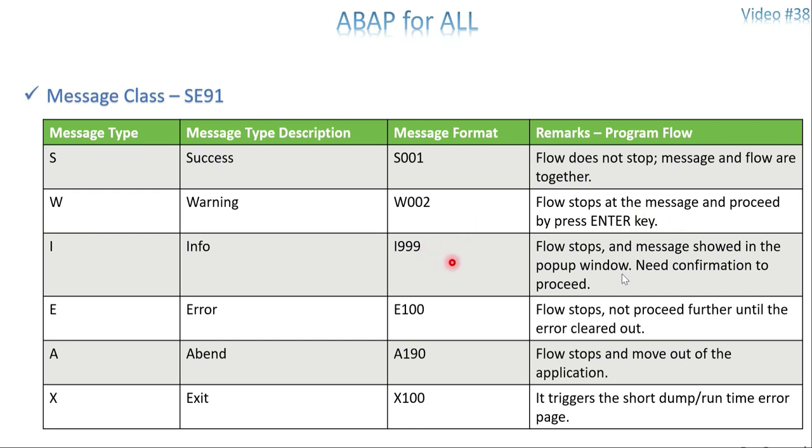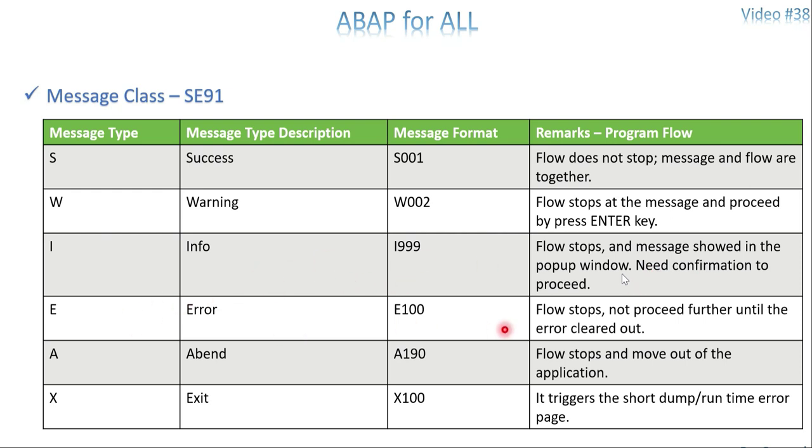And information is, again, a flow stop, meaning it stops at the particular line where the message gets triggered and is shown as a pop-up. Okay, a pop-up is nothing but just a message in a pop-up window, waiting for your input. If you say continue, then it will continue with the rest of the code. So that needs a confirmation from your window, just an information message.